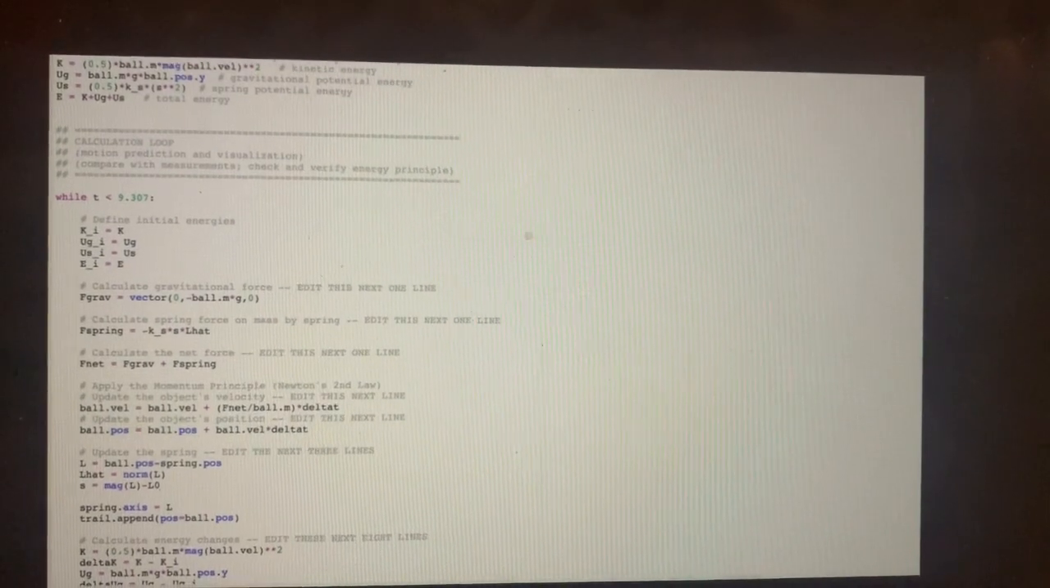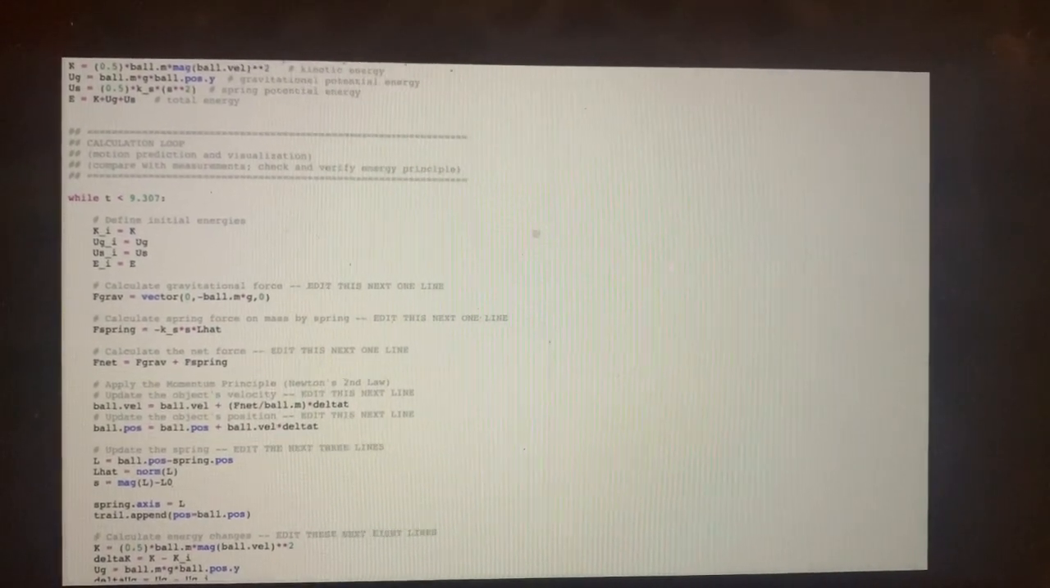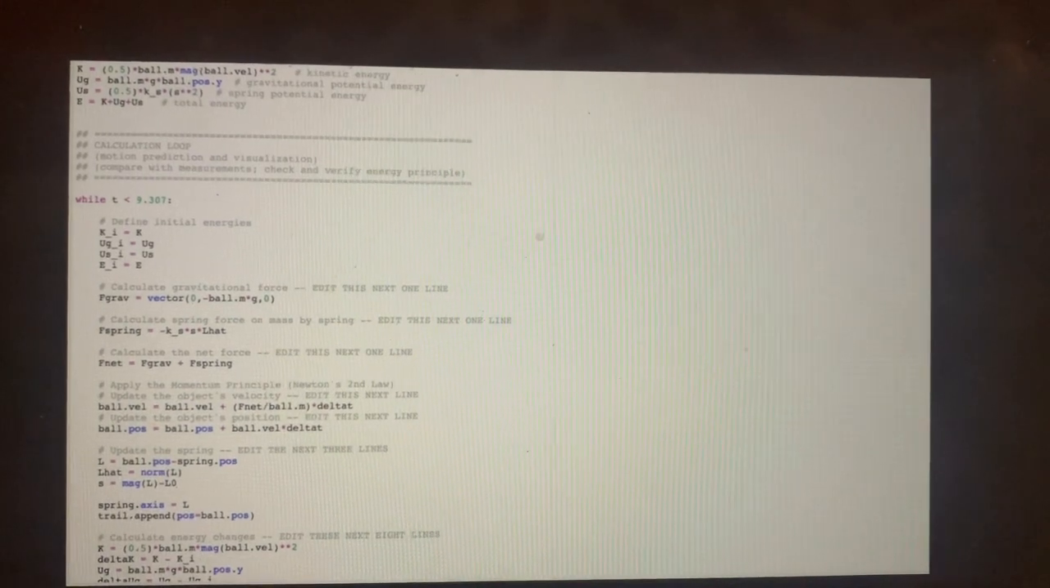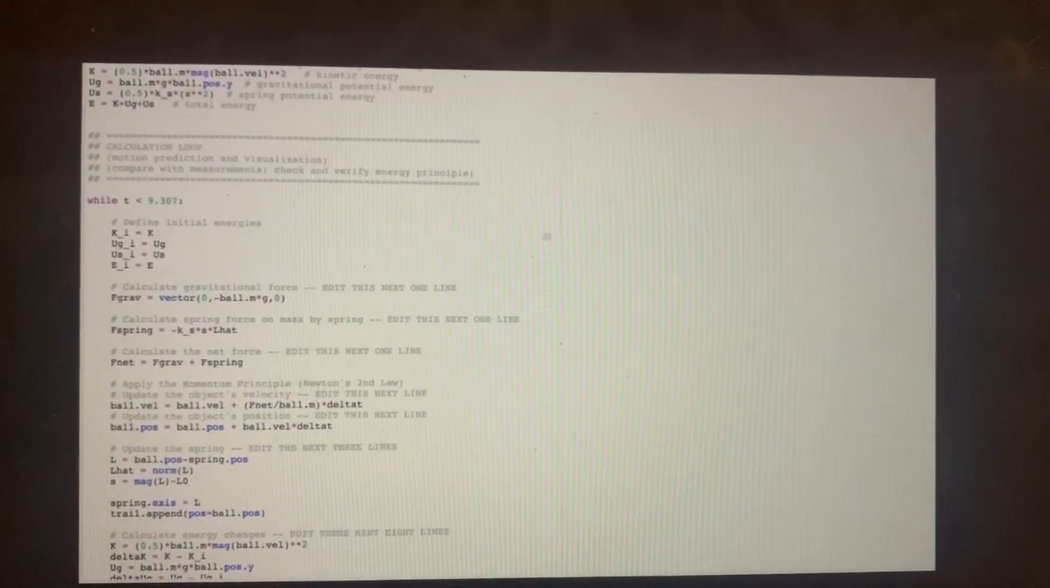The next step in this coding is to specify the kinetic energy of the system, as well as the spring potential energy and the gravitational potential energy. These individual components are then added together to obtain the total energy of the system.